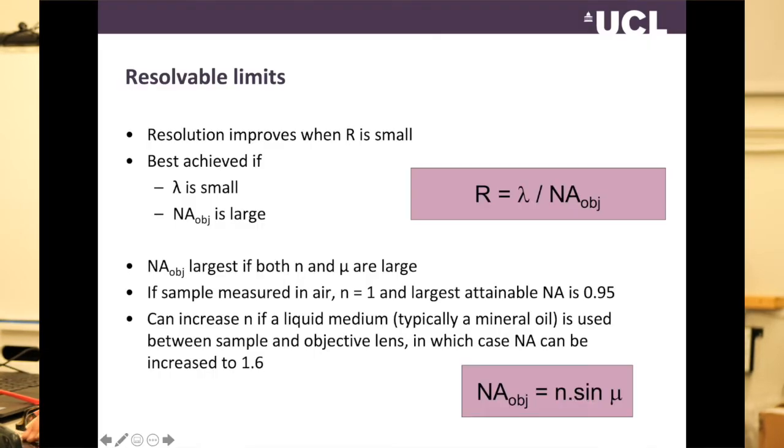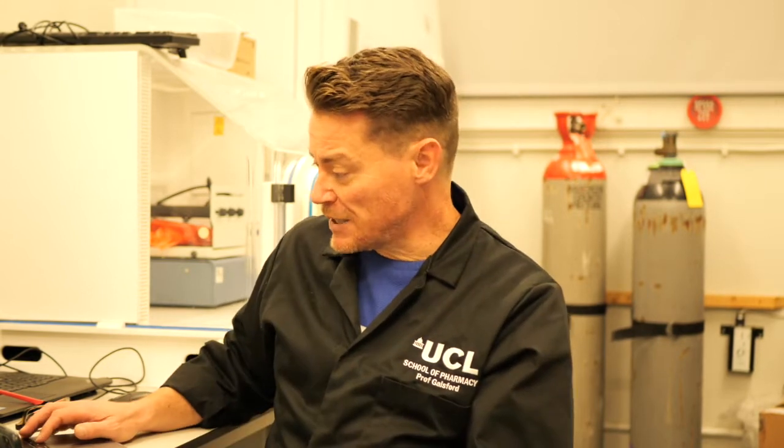Now if you think about the equation for the resolving power of a microscope, it is lambda divided by the numerical aperture of the objective lens. You can't do much about the numerical aperture, so that leaves you with lambda. And you can't do much with lambda if you're using visible light. But it is possible to use other lights. There are other parts of the electromagnetic spectrum where the wavelength of light can be a lot shorter.